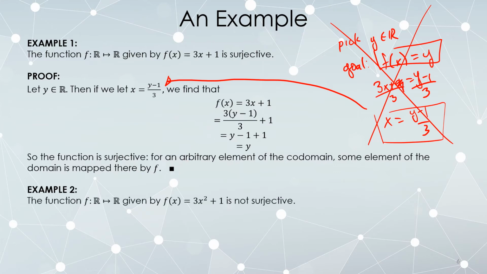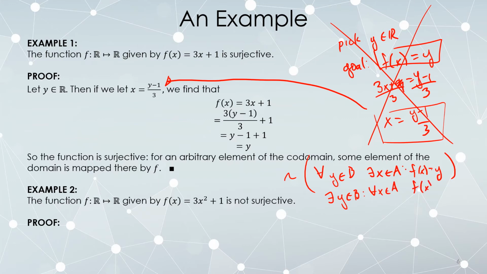Let's take a look at another example. The function f given by 3x squared plus 1 is not surjective. On the previous slide, we showed it was not injective either. So here's a proof. We need to show that surjectivity fails. Now, surjectivity, recall, was defined as given any element of the codomain, there exists an element in the domain such that f of x equals y. If I negate this whole thing, the negation changes the universal to an existential, and then it changes this existential into a universal, and then I get f of x is not equal to y.